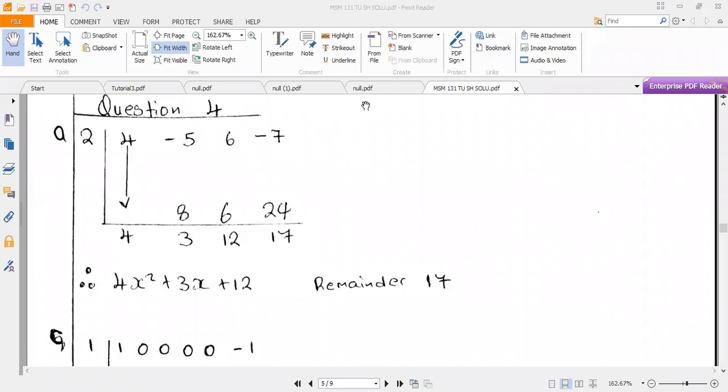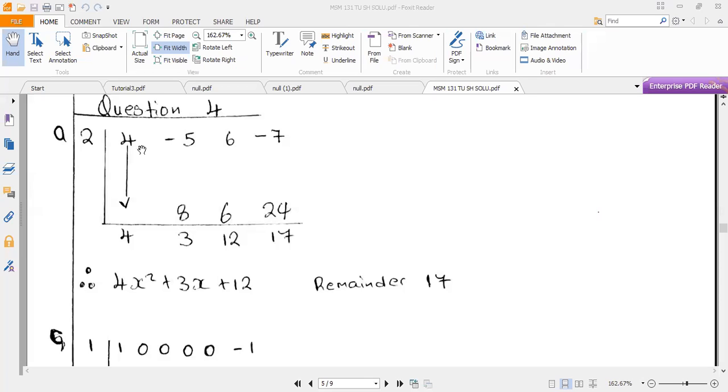So I said that is x minus 2, so x minus 2 is equal to 0. So x is equal to 2. You get the 2 and put it here. Then you get the coefficients of your equation. That is 4, negative 5, 6, negative 7.